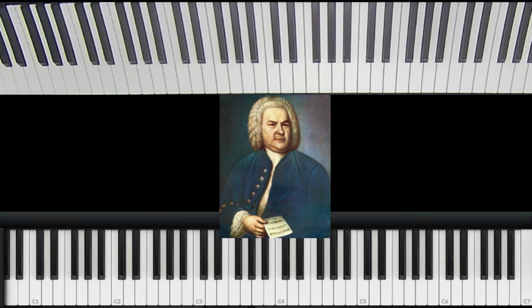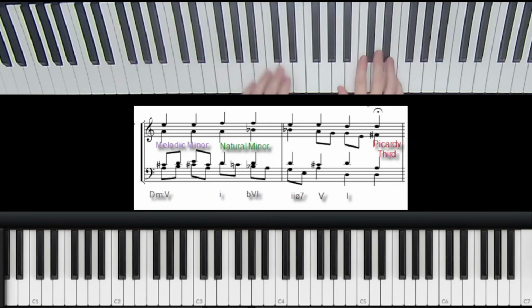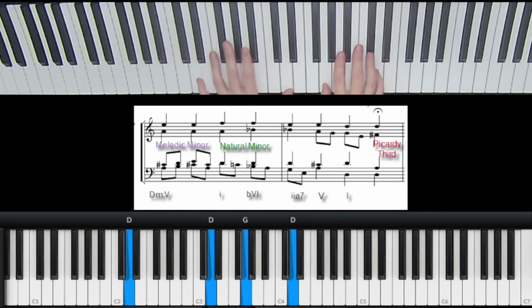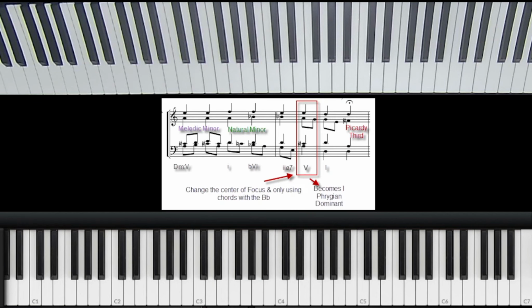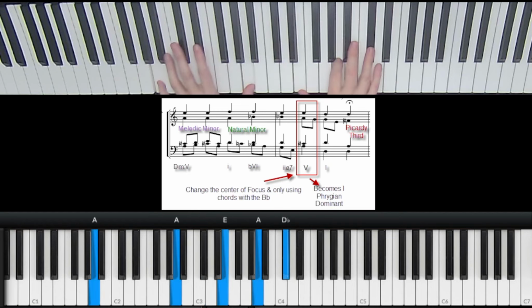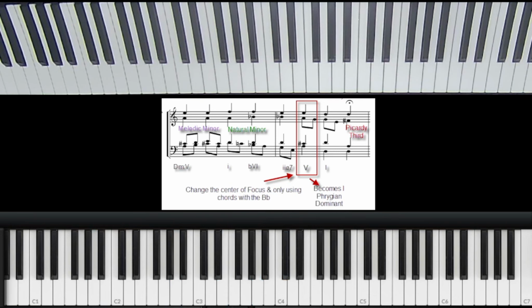I'm going to point these out here in a second. We're going to use Phrygian dominant, a unique mode this time to show the inner relationship. So let's go through this Bach chorale here. Now what we're going to do is concentrate on that 5 chord and that Picardy third, and only chords that use the B flat and the C sharp. That would produce Phrygian dominant, which is related to D minor because it's the 5th mode of D harmonic minor.